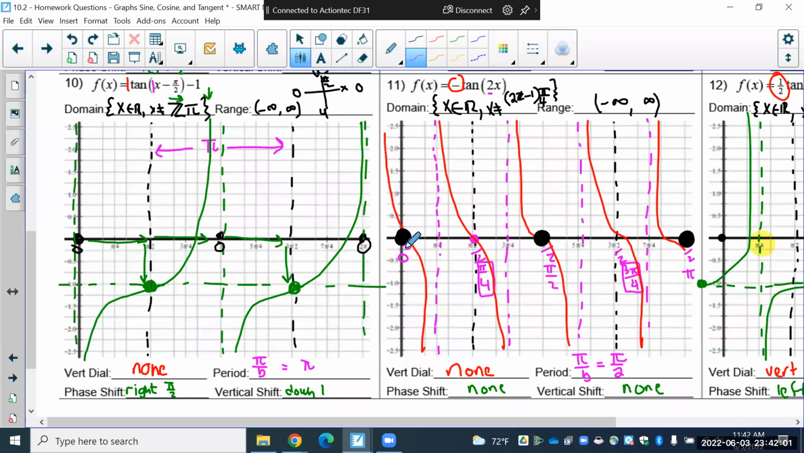So if I divide this by 2, it doesn't move. But if I divide this by 2, that dot now goes to pi over 2. And the one that's at 2 pi divided by 2 would go to pi. And then you don't have to shift it. Right? So the entire graph goes to right here.